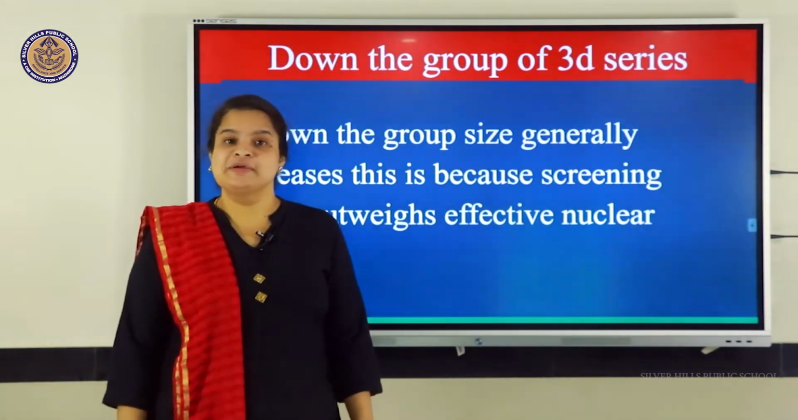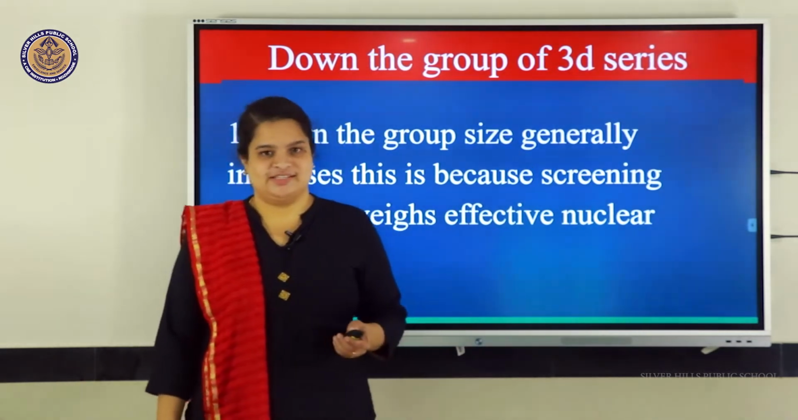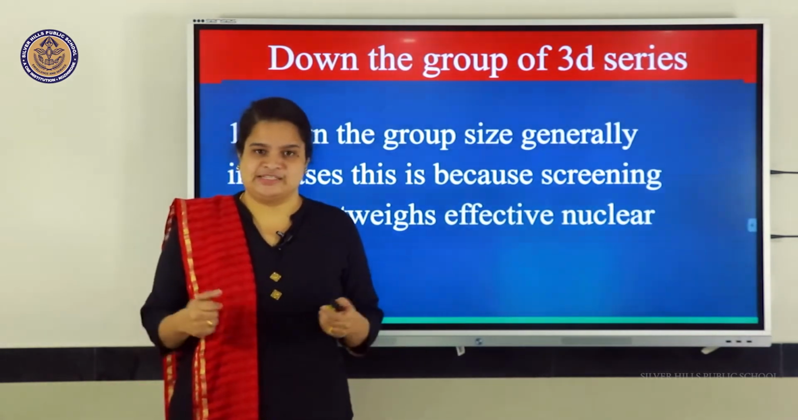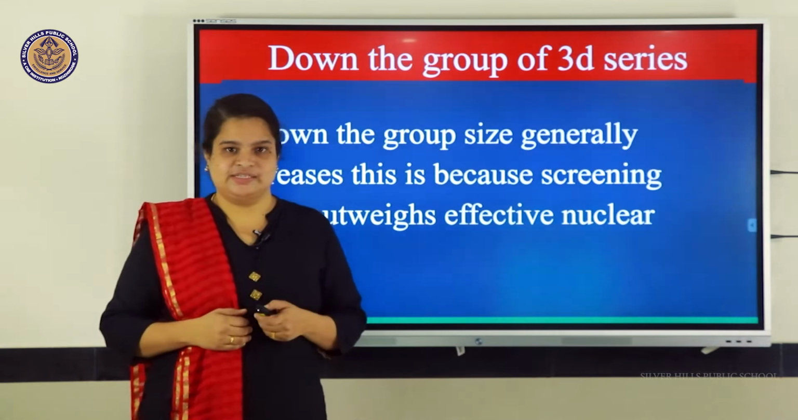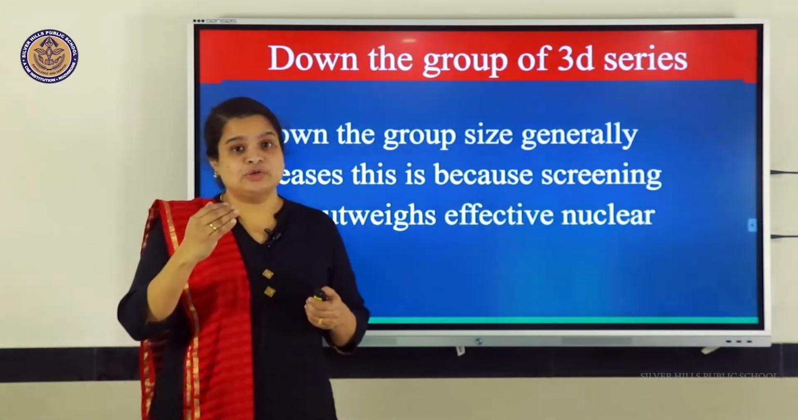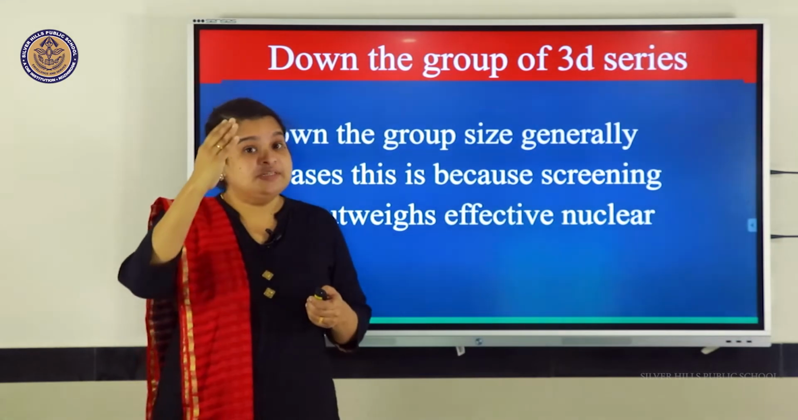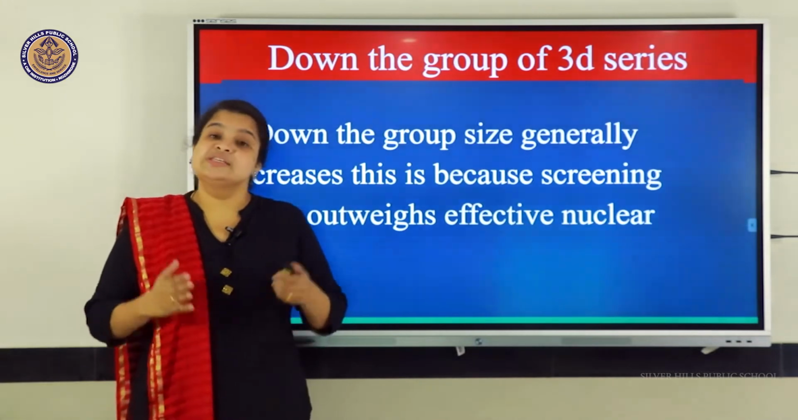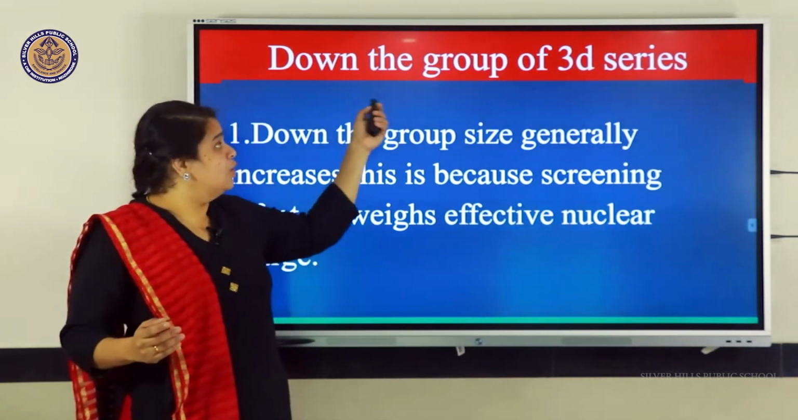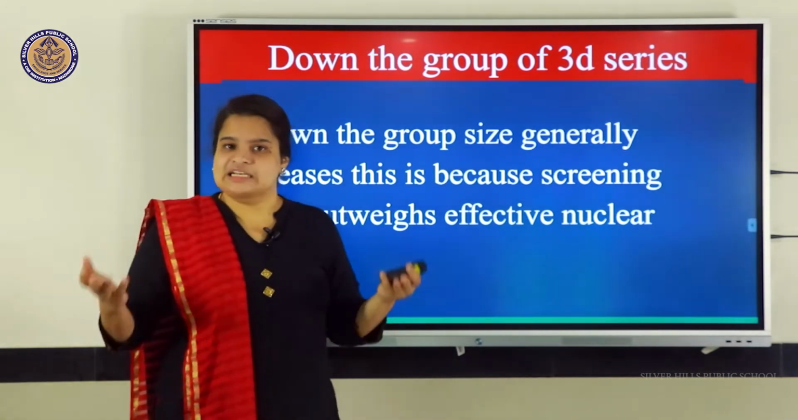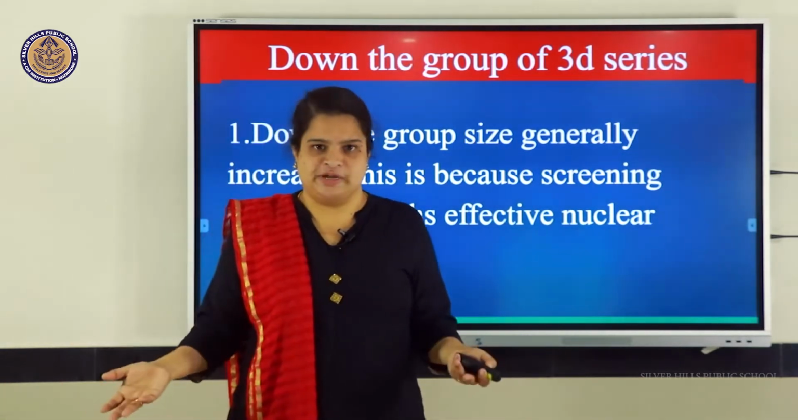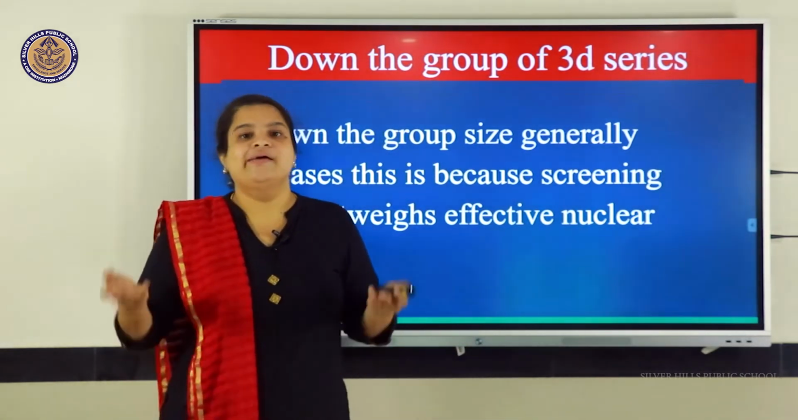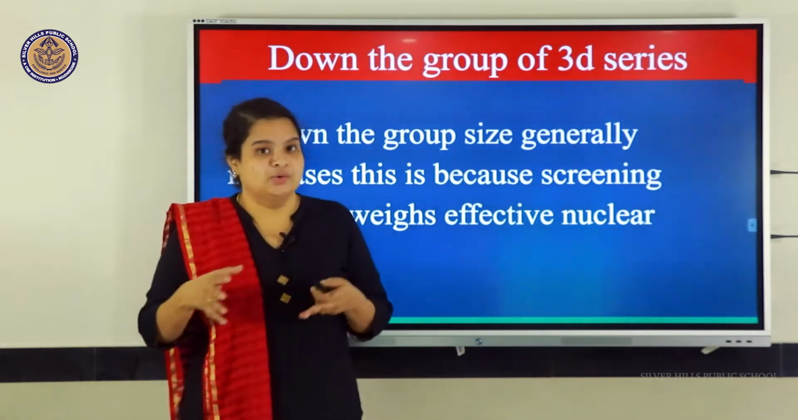Now, we will move on to the atomic size down the group of the 3D series. Generally we know that down the group, the size of the atom increases. But what happens in the 3D series? 3D series means you have to see the size of the atom down the group. So, you have to consider the 4D, the 5D, all the series. This is not just the 3D series, it is the atomic size down the group of transition metals. We include the 3D series here, but we have to consider the 4D and the 5D, then only the size is increasing down the group.